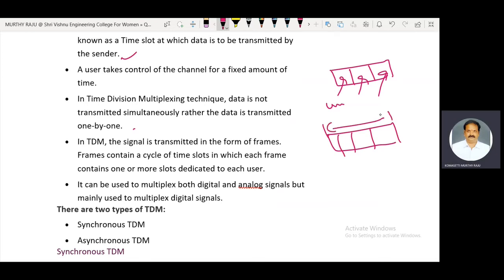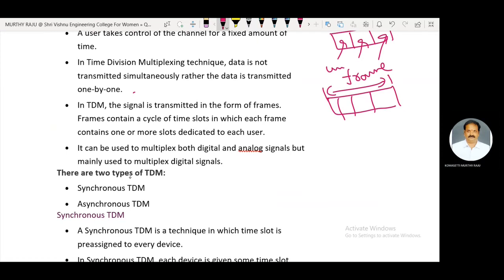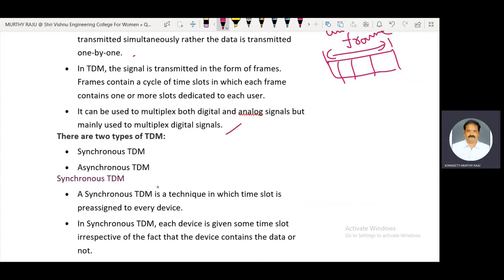Each frame has different time slots. Frames contain cycles of time slots in which each frame contains one or more slots dedicated to each user. TDM can be used to multiplex both digital and analog signals, but it is mainly used to multiplex digital signals. There are two types of TDM: synchronous TDM and asynchronous TDM.